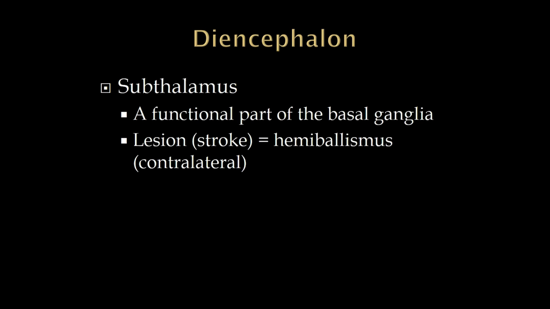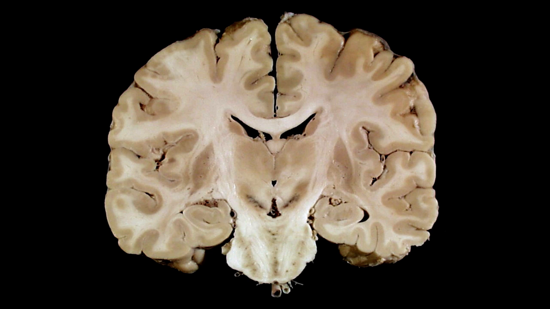Finally, the other part of the diencephalon is the subthalamic nucleus. Remember, embryologically, it's of the diencephalon, but functionally, it's part of basal ganglia circuitry. And remember, a lesion there will give a patient hemiballismus. So again, there is the subthalamic nucleus right there.